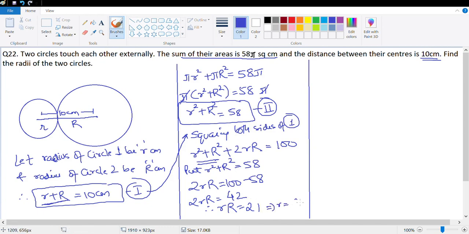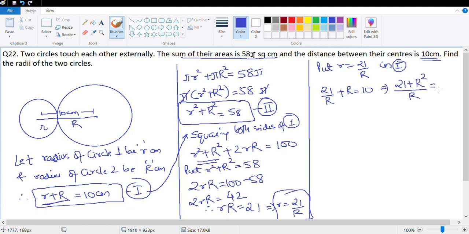So small r is equal to 21 upon r. Right? So put r is equal to 21 upon r in equation 1. Okay, and what we get is 21 upon r plus r is equal to 10. Let's take LCM. This becomes 21 plus r square upon r is equal to 10, which means r square plus 21 is equal to 10r, which means r square minus 10r plus 21 is equal to 0.